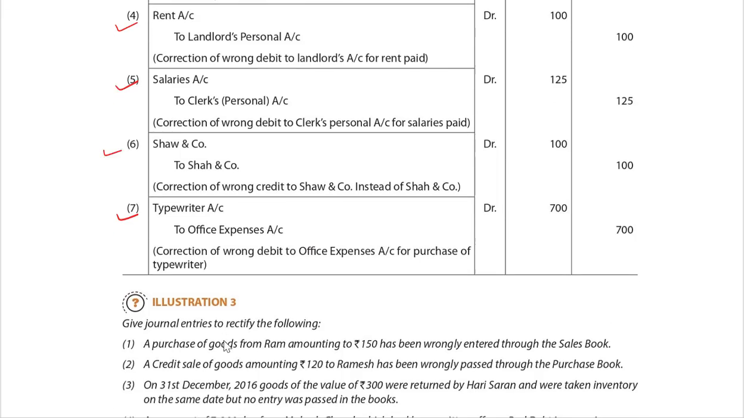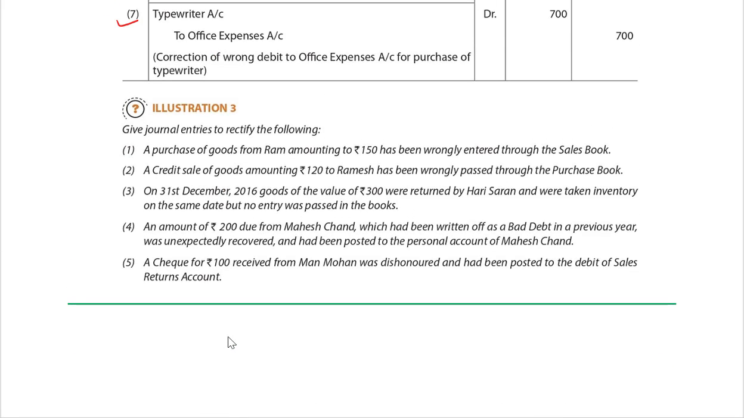Let's move ahead and see illustration 3 now. I hope you are clear with illustration 2. Let's see illustration 3 now. Give journal entries to rectify the following. Number 1. A purchase of goods from Ram amounting to 150. So we have made purchases of goods from Ram. Purchase account should be involved. It has been wrongly entered in the sales book.